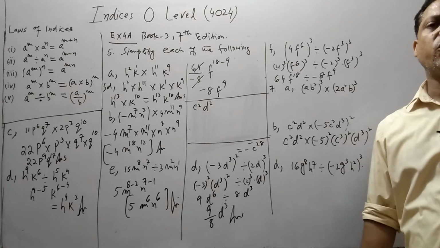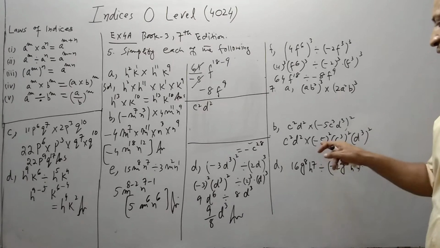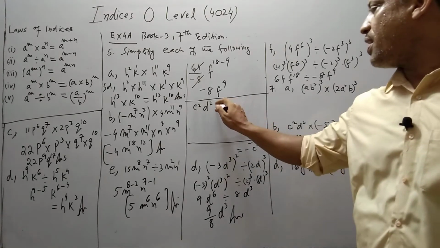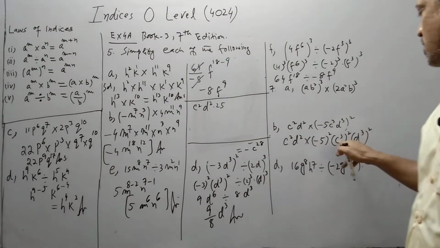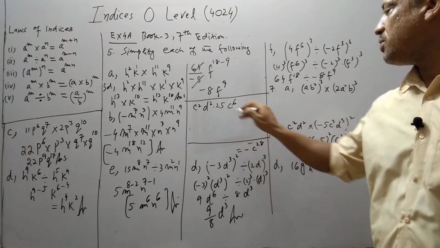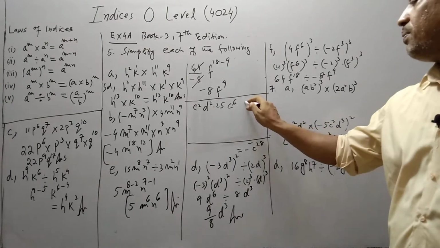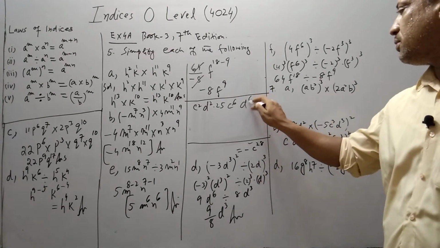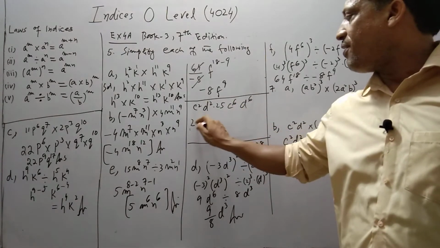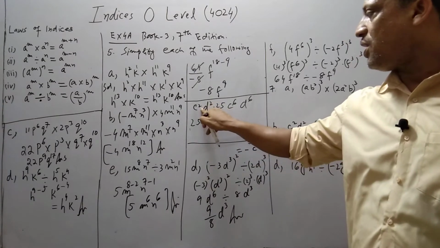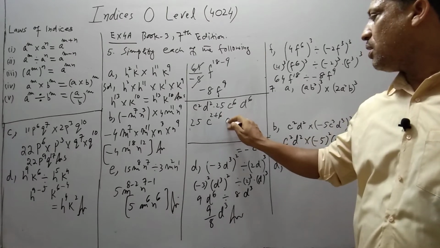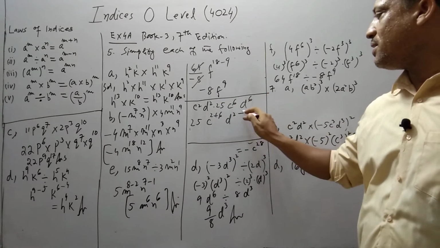Minus 5 square is 25, because 5 5s are 25 and minus to the power, even power, is plus. So 5 square is 25. Power to the power is always multiplied. 3 2s are 6. What is the final answer? Just write 25 first. This is C square, this is C6, so add both the powers. This is D square, this is D6.